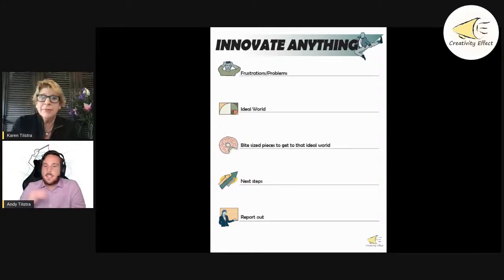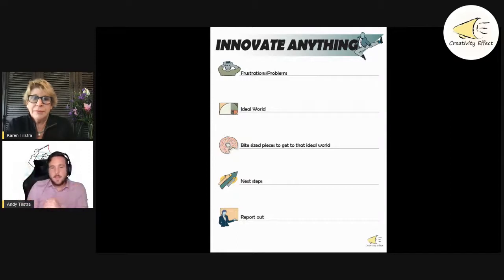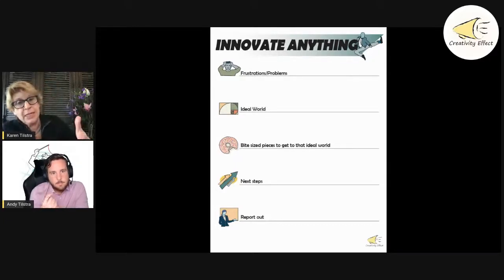And then after that, they move on to bite-sized pieces to get to that ideal world. And again, 10 minutes for this, 10 minutes for every section. So bite-sized pieces, what are those small things that can happen or need to happen for that ideal world to become a real world? And sometimes it's looking at the negatives that they've written and flipping them. Then once they get some of those ideas, they go to their next steps.